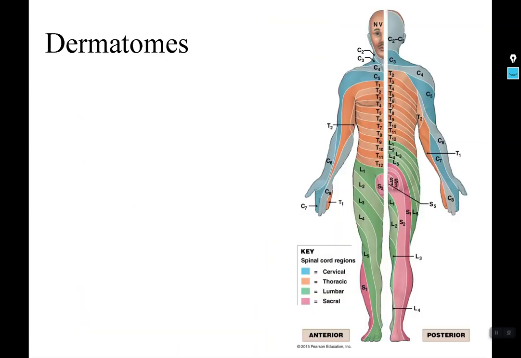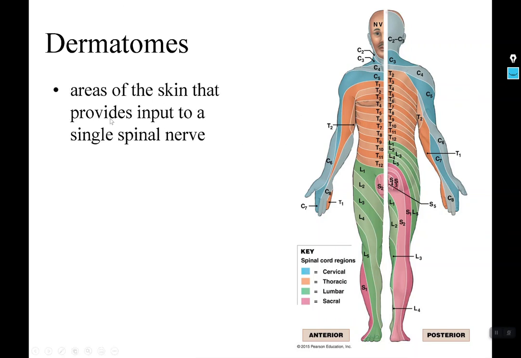All right, so this brings us to dermatomes. So derma means skin, and tome means page. So dermatomes are the given area of the epidermis and dermis that provide sensory input to a given spinal nerve and its corresponding spinal cord segment. So what you're seeing here, divided down the middle between the anterior view and the posterior view, is how those things are divided up.